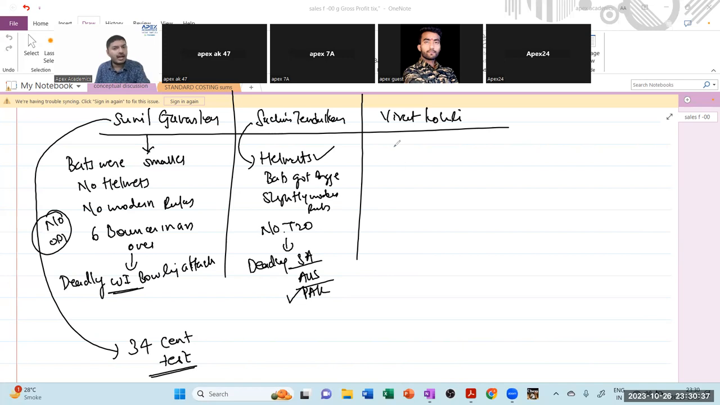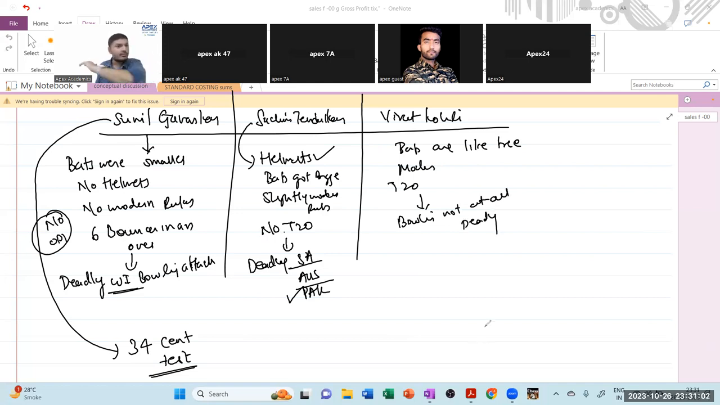In Virat Kohli's era, helmets are a given. Bats are like trees. Wasim Akram says, "Adda jhad leke aate batting karne ke liye." That's how big the bats are. All modern rules apply. There is T20, and the bowling attack is not at all deadly. Nobody comes close to Wasim, Glenn McGrath, Shoaib Akhtar or Alan Donald.